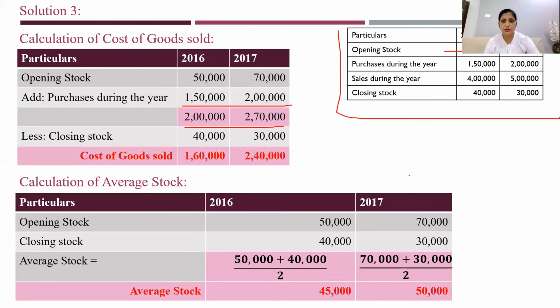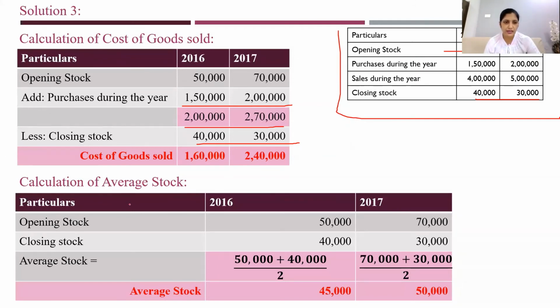Next, less closing stock. We all know closing stock is 40,000 and 30,000. So from 2,00,000, if you reduce 40,000, you'll get 1,60,000. 2,70,000 minus 30,000, you will get 2,40,000.